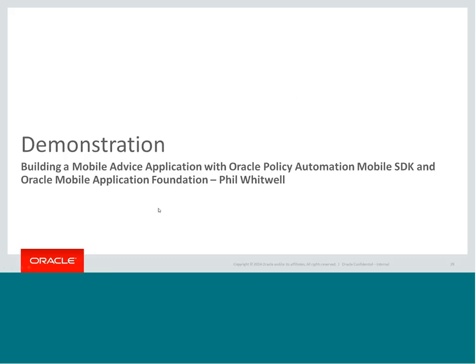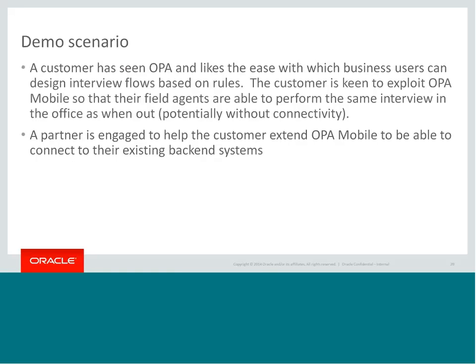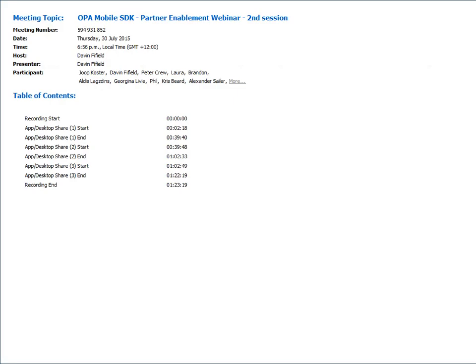All right. So that's an introduction to the capabilities that you get with the OPA Mobile SDK and how you can apply the options provided. I'm going to hand over to Phil now, who's going to go through a couple of examples of how you can take the Mobile SDK and go beyond what you get with the out-of-the-box OPA Mobile app to do some of the things we just talked about. So I'm going to hand over control to Phil now, who will walk us through the demonstration that he has for us.